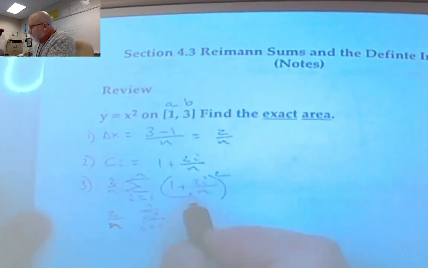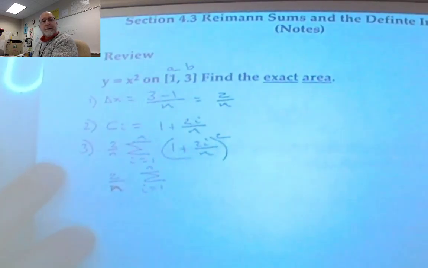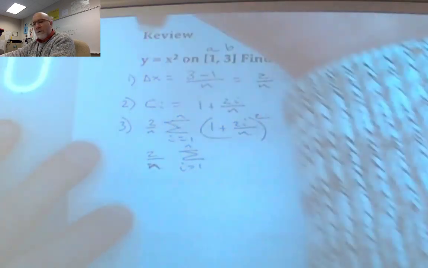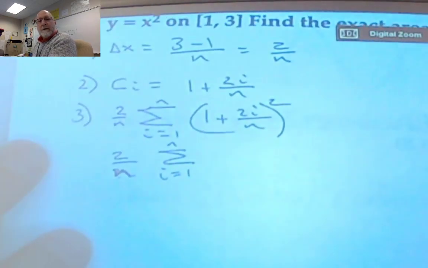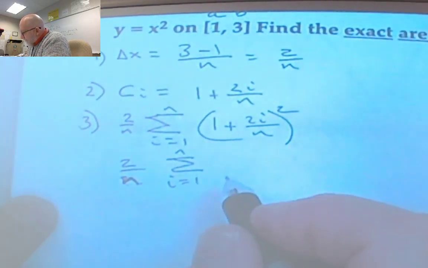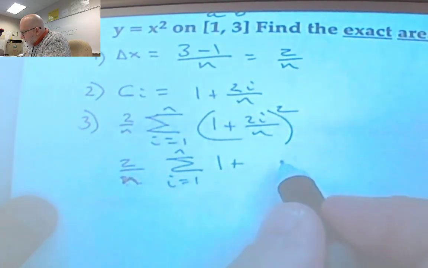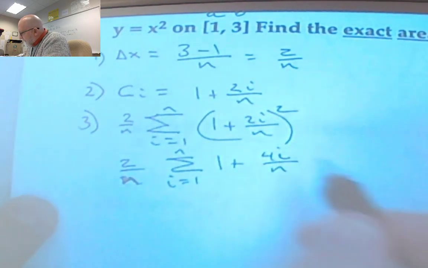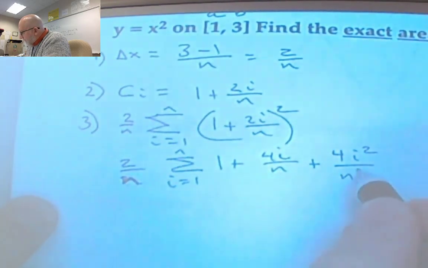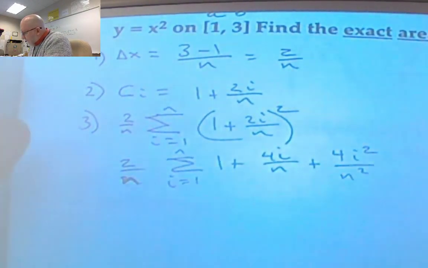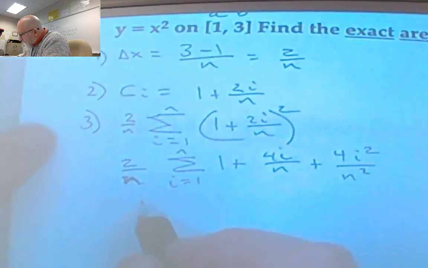So, Hannah, can you multiply that out? It should be a trinomial. I'll make it bigger. 1 plus 4i over n. Excellent. Plus 4i squared over n squared. i squared also, right? Yeah. Okay, super. All right. I'm going to make this into how many summations, Cullen?